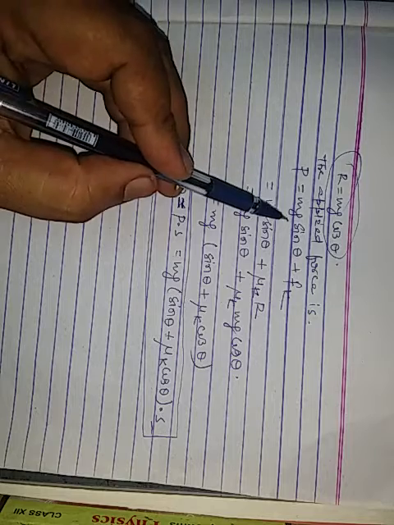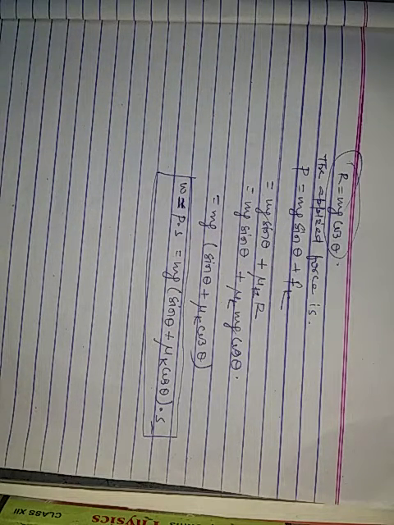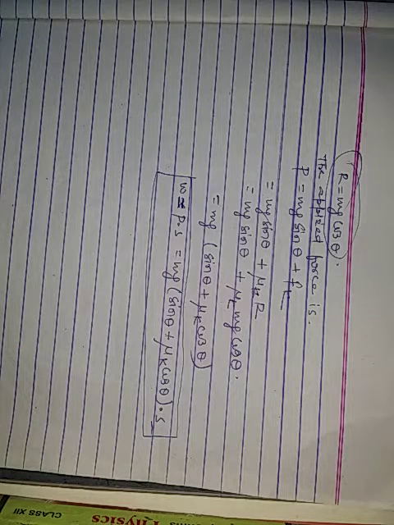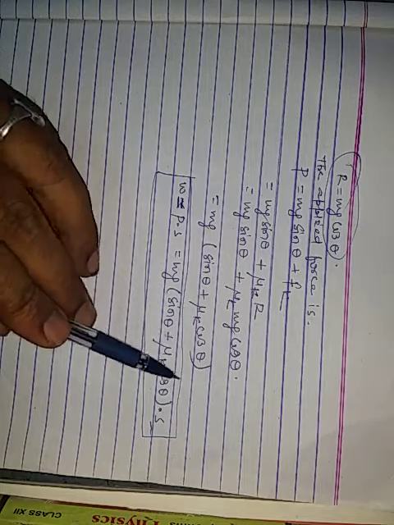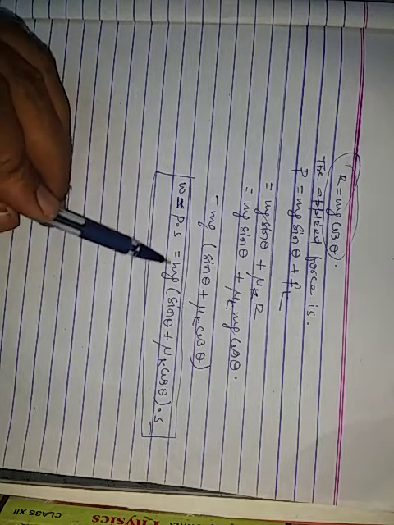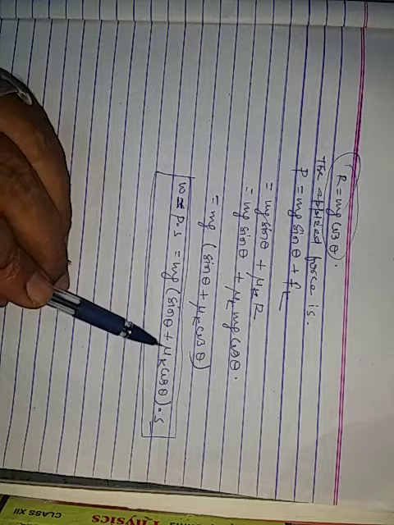The applied force P is equal to mg sin theta plus Fk. So mg sin theta plus mu k R, or mg sin theta plus mu k mg cos theta. As mg is common, sin theta plus mu k cos theta. So W is equal to P into S is equal to mg (sin theta plus mu k cos theta) into S.